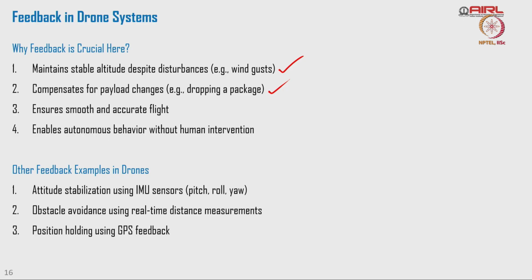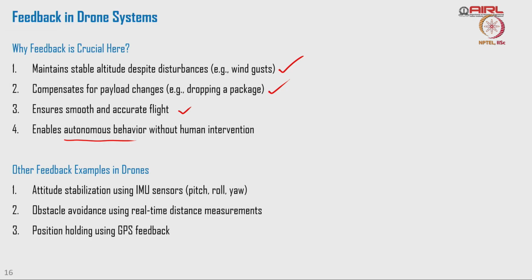So, the feedback system should be able to compensate for this kind of change. It ensures smooth and accurate flight and enables autonomous behavior. It is expected that when there is a payload change or a wind gust, the human operator will not have to go every time to take care of the drone. It is autonomously capable of taking care of itself and performing in a desired fashion. Okay. That is the bottom line of autonomous control.